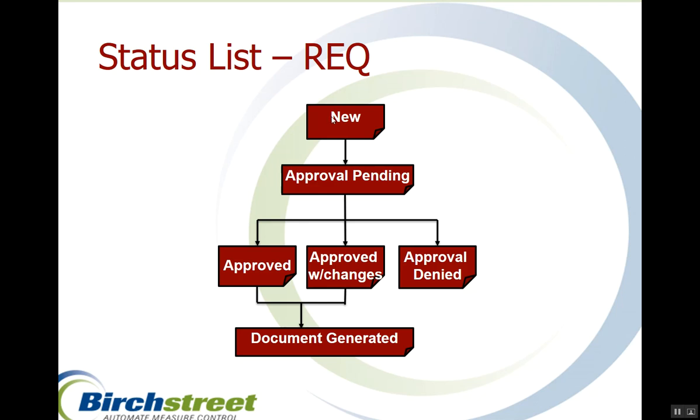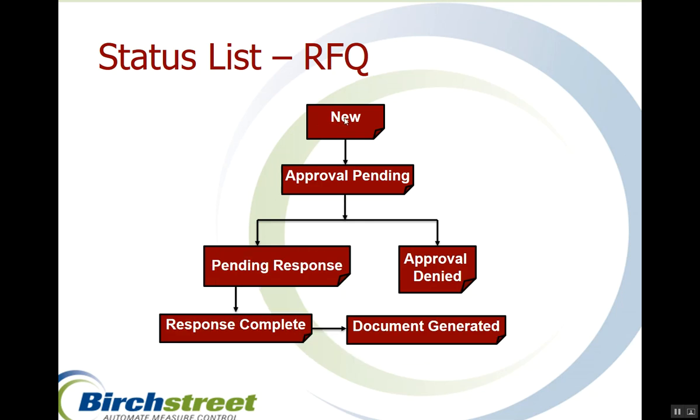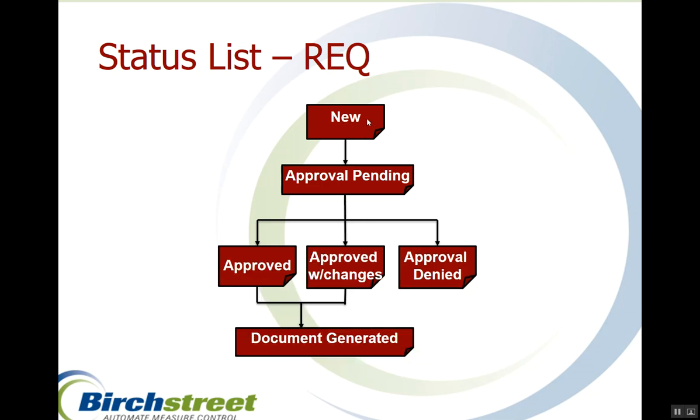So we go through. Whenever the status is new, that means you can change everything inside the REQ. Once you have submitted, it will become approval pending. And then once your approver has approved the REQ, it will become approved. And if your approver changed something inside the REQ, it will be approved with changes. If your approver denied or disapproved it, it will become denied. Once the approved document arrives at the purchasing department and the purchasing department creates a PO, it will become document generated.